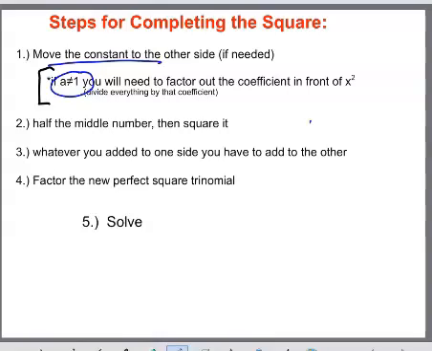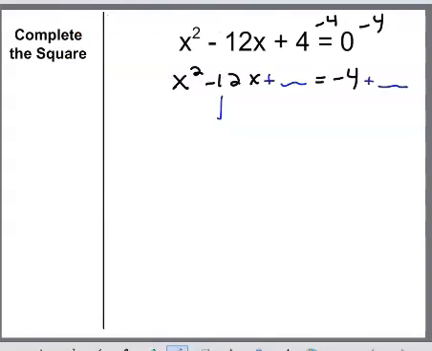So I'm going to go into the next step. I'm going to take half the middle term, then square it. So I'm going to take half of this middle term, half of -12. So -12 divided by 2 is -6, right? And I'm going to square it. And I'm going to add it to both sides.